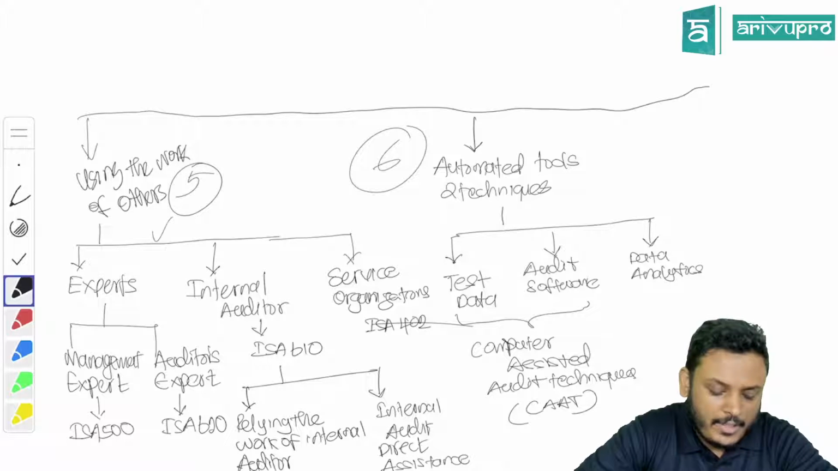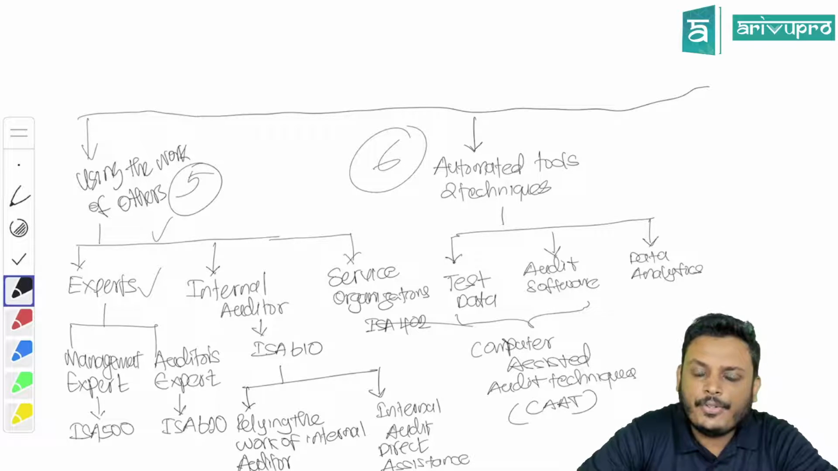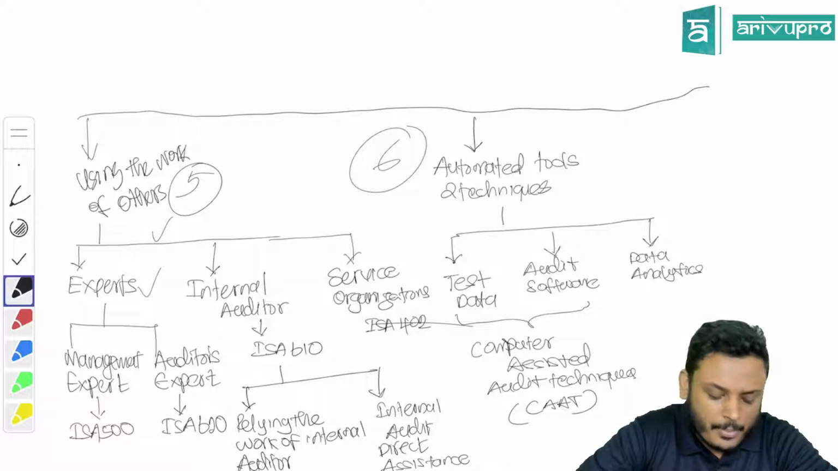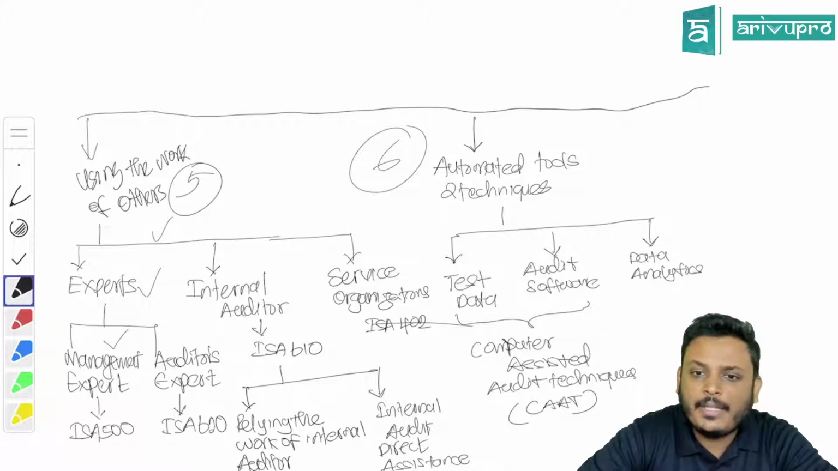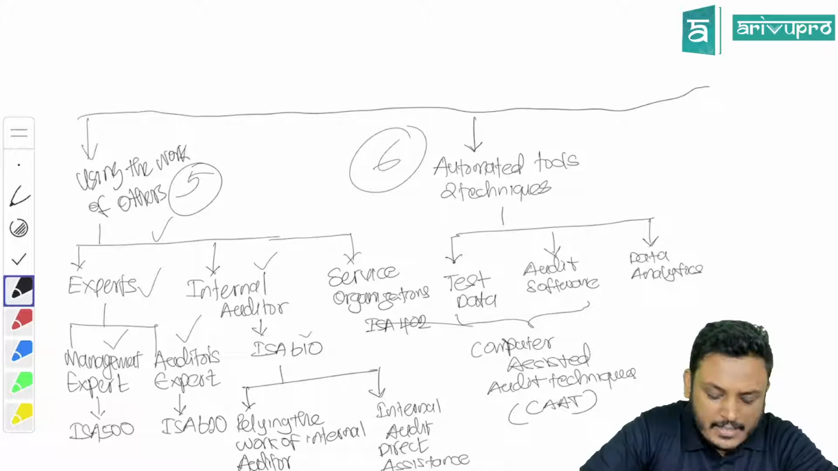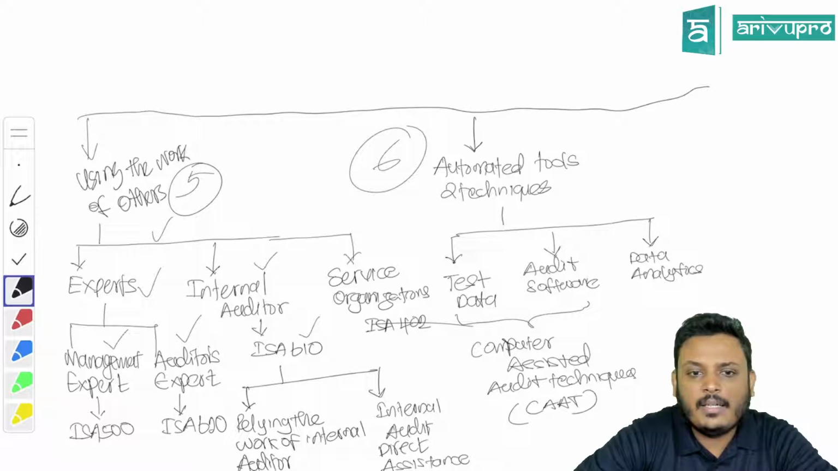Number 1, experts. There are two types of experts. Number 1 is the management expert, where the standard is ISA 500. The auditor's expert standard is ISA 620. And the second thing is the internal auditor, where the standard is ISA 610.